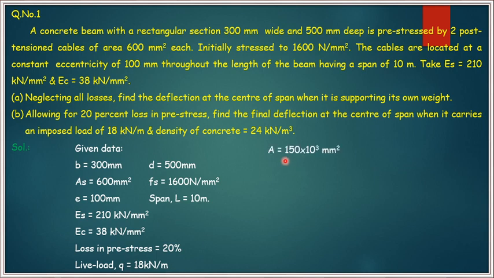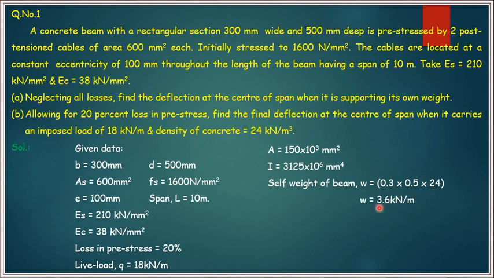Area of the rectangular section will be B into D, which comes out to be 150 into 10 raised to 3 mm square. Moment of inertia I is 3125 into 10 raised to 6 mm raised to 4. Self weight of beam we are going to calculate in the deflection, because self weight is also going to cause one of the deflections on the member. So self weight we are going to calculate as W equal to 0.3 into 0.5 multiplied by 24, which is the density of concrete given.